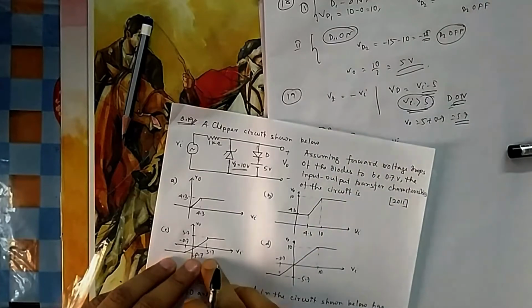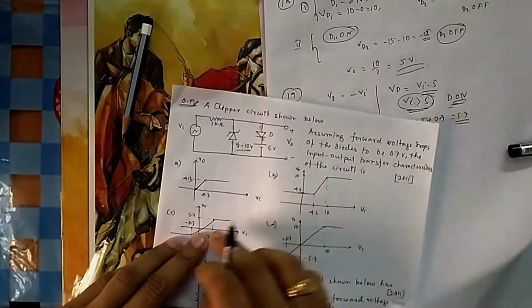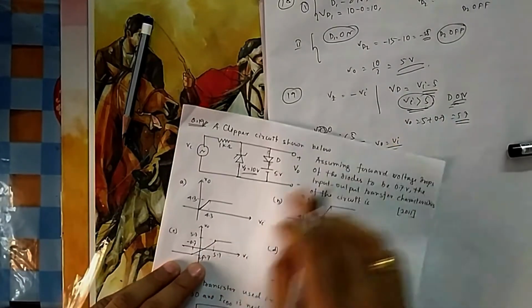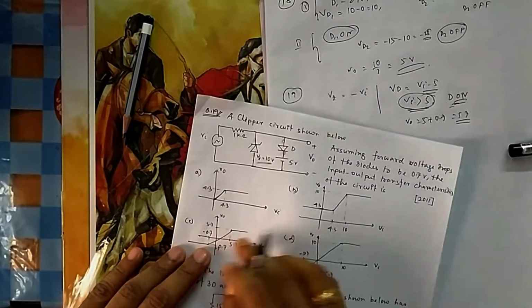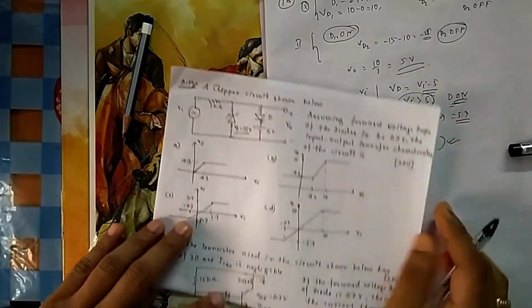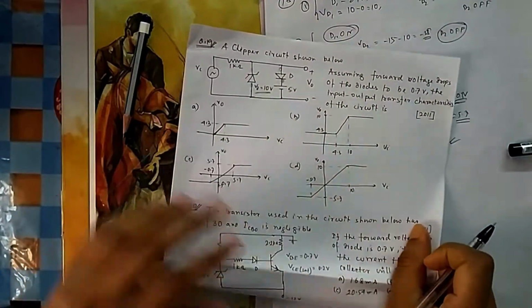Once it crosses 5.7, you can see the output is fixed at 5.7. Before 5.7, it is depending on VI. As you increase VI, your V0 is increasing. You can see it is increasing. So it is obviously giving me option C. No other option is satisfying. You can check in negative bias also.